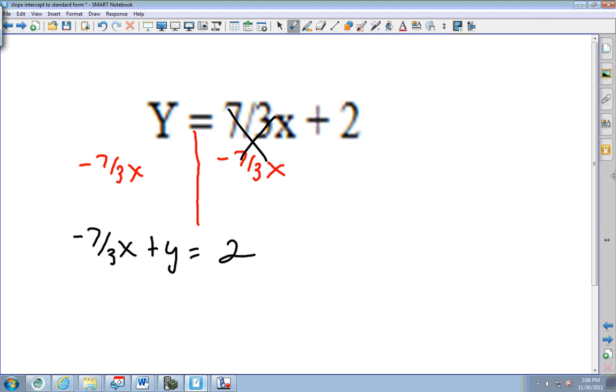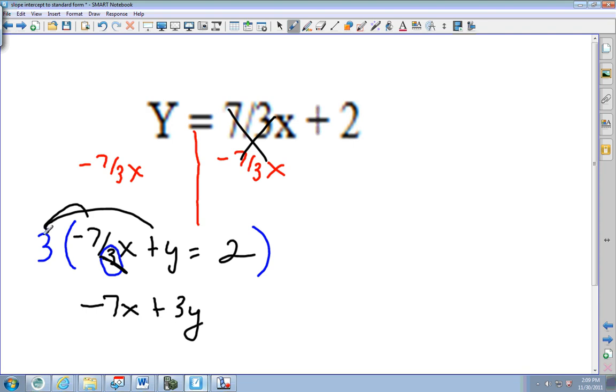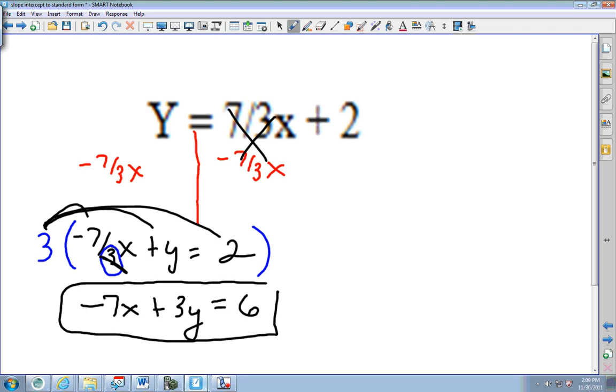Well, that's fine and dandy, but look, I still got that number in that denominator. Multiply this entire thing by 3. So by doing this here, this 3 cancels out, and I get negative 7x, 3 times y, plus 3y, 3 times 2, it equals 6. There it is in standard form.